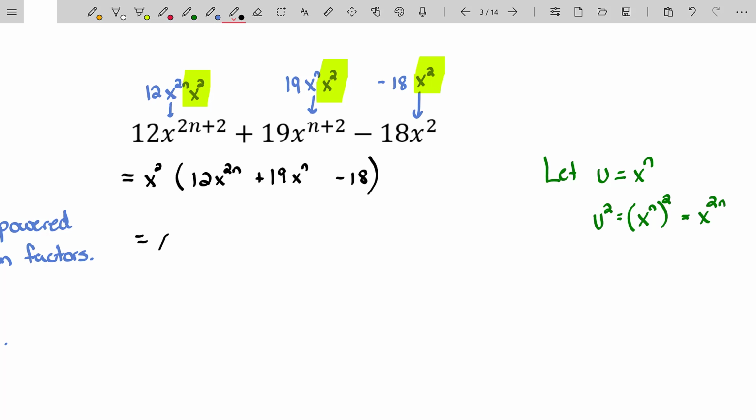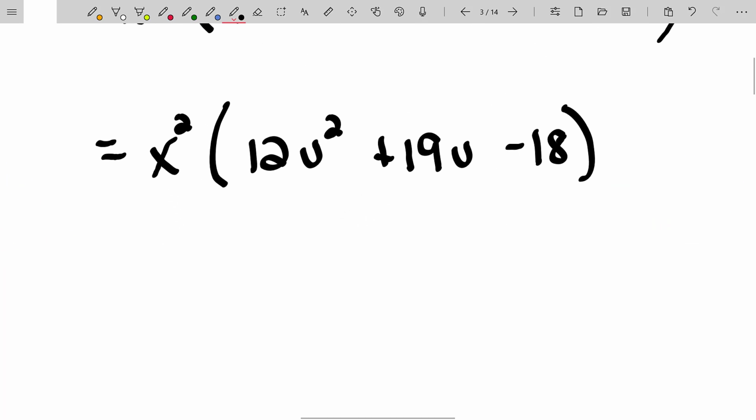So let's see here. If we do that, I have an x squared that's just hanging out front. I'll leave that alone. And then I have a 12. Instead of x to the 2n, I'll call this u squared, because that's what x to the 2n is. Plus 19u, again, because x to the n is equal to u. And then minus 18. Writing it like that really allows you to see that this might be a factorable trinomial. And it kind of declutters the problem in a way.